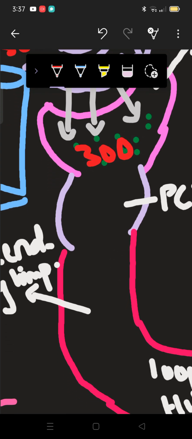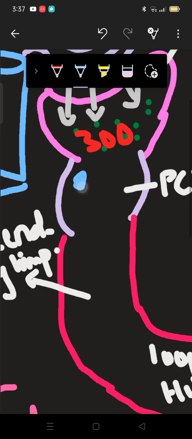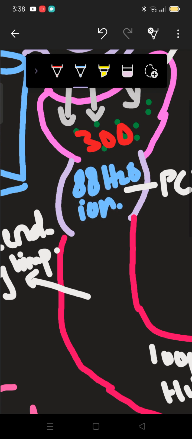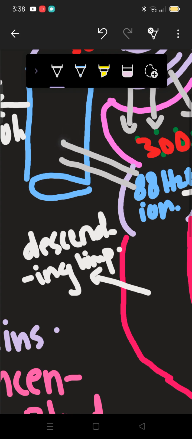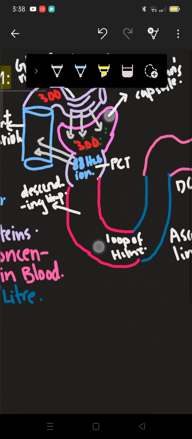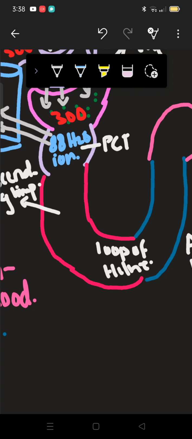As in the PCT, we know that reabsorption of the water is happening. We have talked about that as well. Almost 80% of the water plus ions were reabsorbed here. Then this filtrate was going to the loop of Henle, the descending loop of Henle.